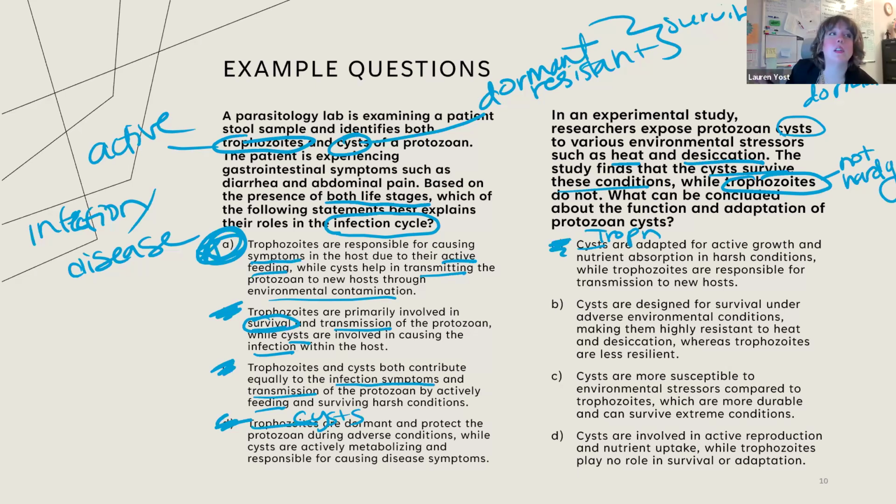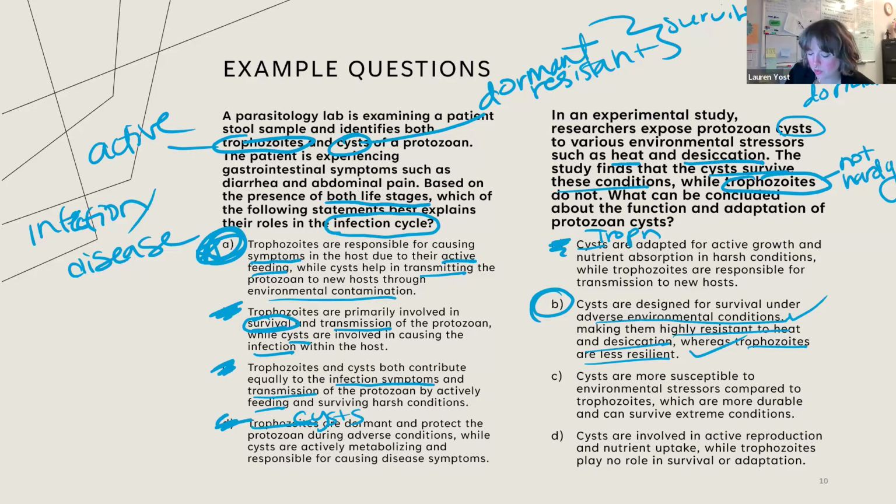Cysts are... and listen, did I read the whole choice on that one? No, I came to one part that was incorrect. I don't need to read the rest of it. If one part of it is incorrect, the whole thing is not the right choice. That's true, okay? If you get to a part that is correct, you need to be sure all of it is correct for it to be correct, okay? B: Cysts are designed for survival under adverse environmental conditions. This part's true. Maybe it's this one. Making them highly resistant to heat and desiccation. Yes, whereas trophozoites are less resilient. All of that seems true to me. It's probably B, but let's go through our other choices.